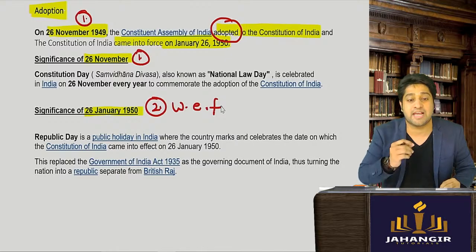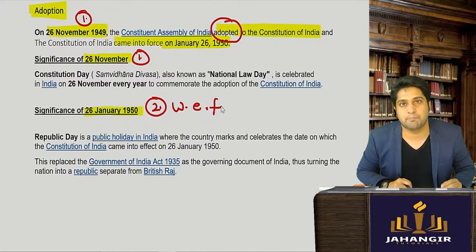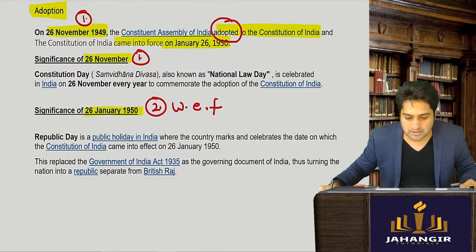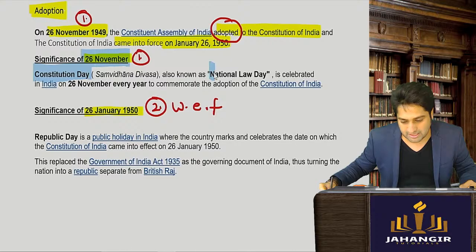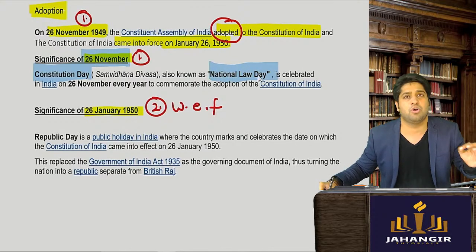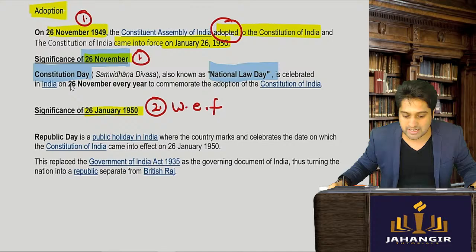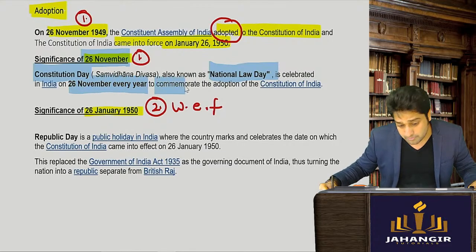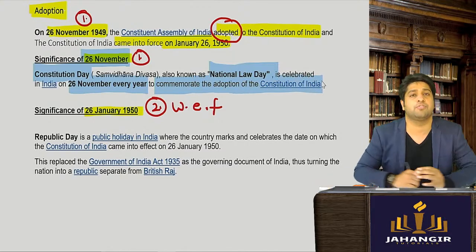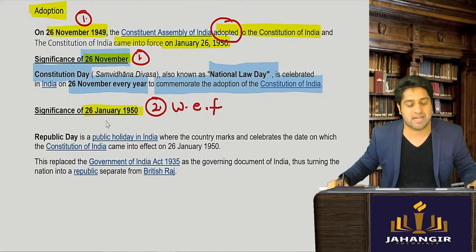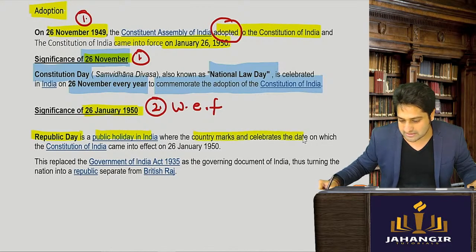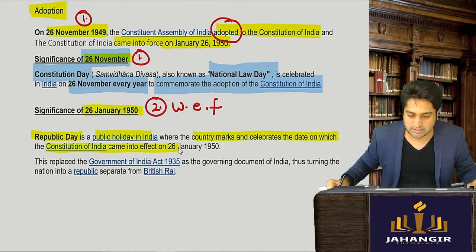And in India, we celebrate these two dates. Both the dates are celebrated. First, 26th November is called the Constitution Day, also known as the National Law Day of India. It is celebrated on 26th November every year to commemorate the adoption of the Constitution. Second, 26th Jan is the Republic Day, a public holiday when the country marks and celebrates the day on which the Constitution came into effect.